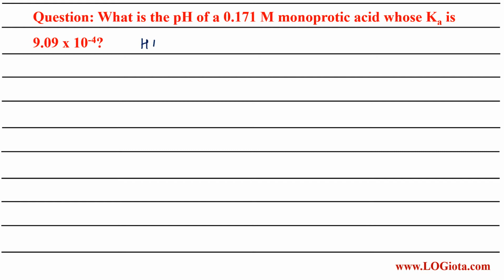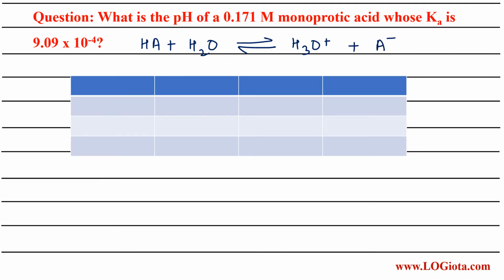So HA will dissociate in water in this form. HA plus water will be in equilibrium with H3O positive plus A negative. Next step is to make an ICE table. So in an ICE table, we consider the concentrations at initial and equilibrium levels. First we'll write the concentrations of HA, H3O positive and A negative, and we will not consider the concentration of water because it's in large amount.